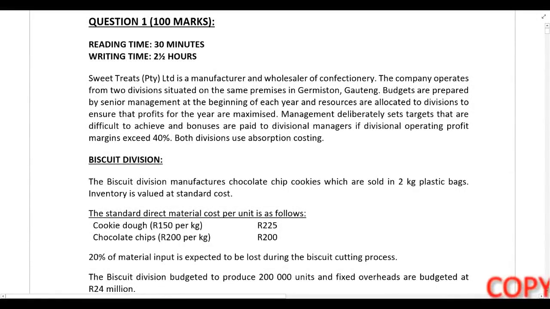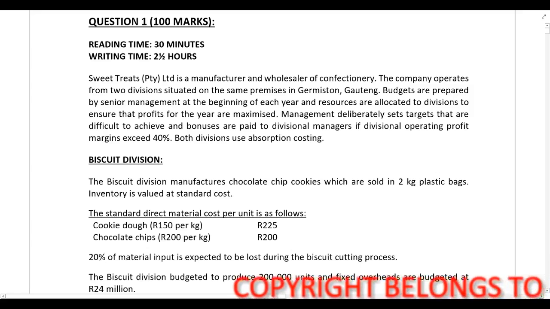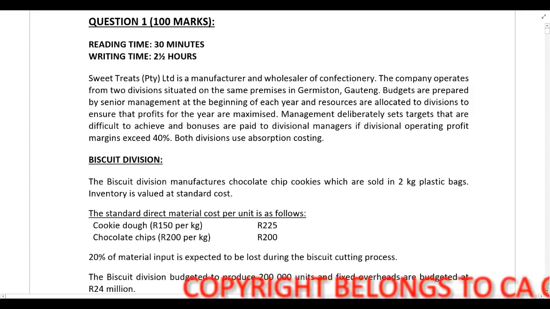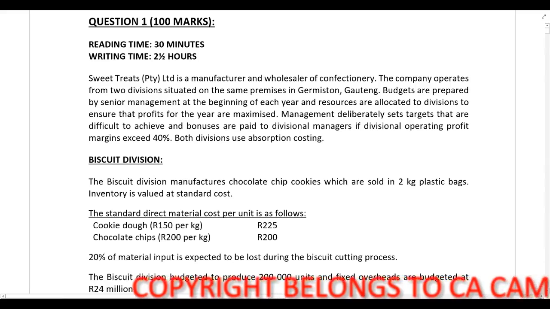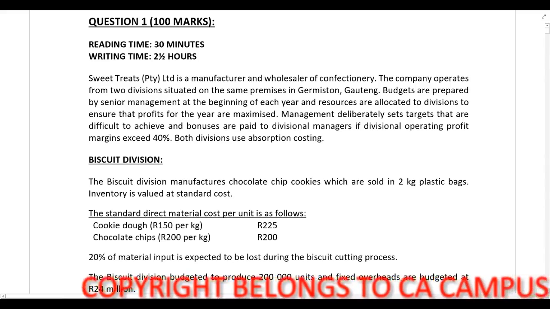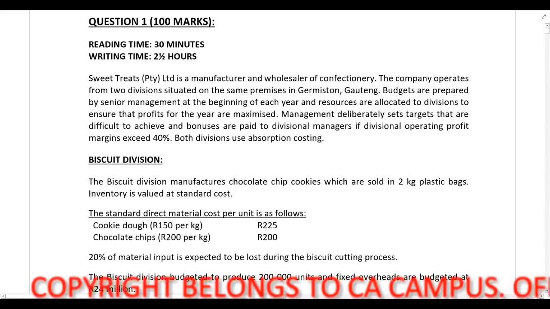Recording, I'm going to be working through the costing mock exam, Sweet Treats Pty Limited. Please make sure that you have attempted this question under exam conditions before watching this recording. Alright guys, so because this is a 100-mark question, up front we have 30 minutes to work through the information provided in the scenario. Let's start.